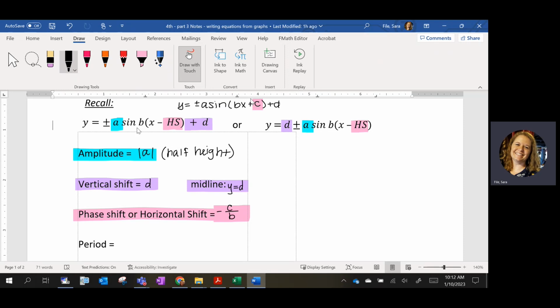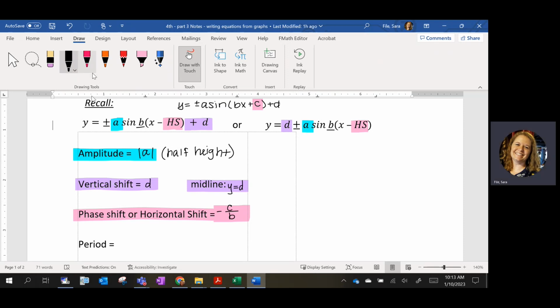Now these, where the B is already factored out, it's already divided out, what you're left with is the horizontal shift value. So that's why I've written this as x minus the horizontal shift. And I've written it as minus because that takes care of the fact that it's the opposite sign.